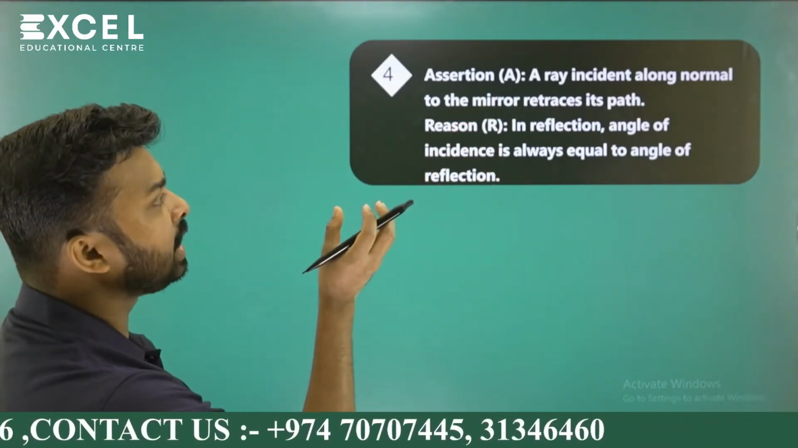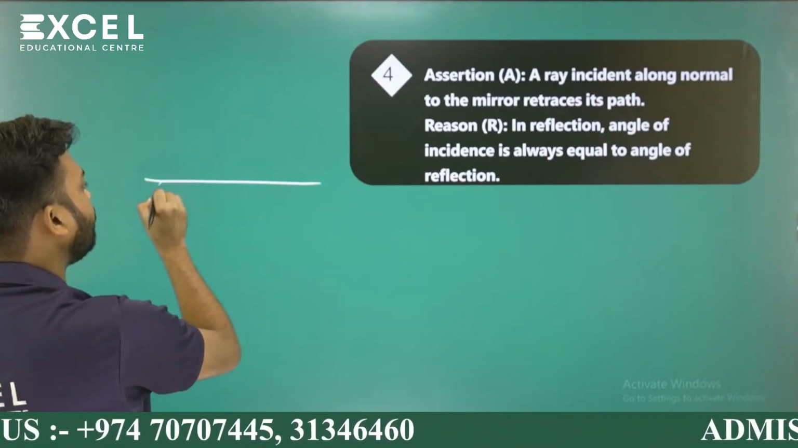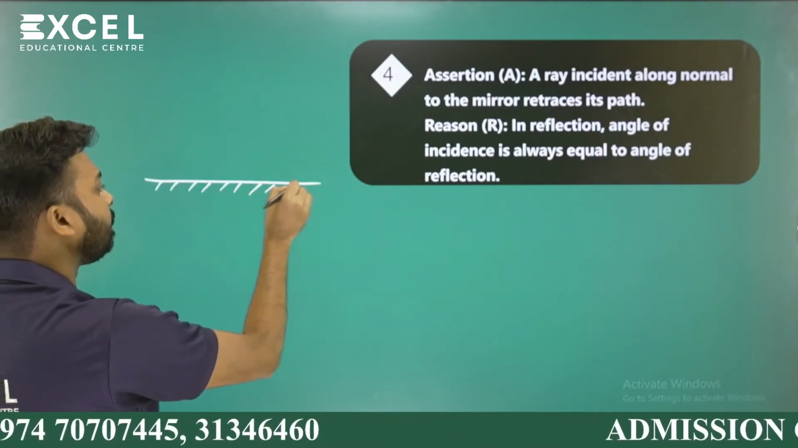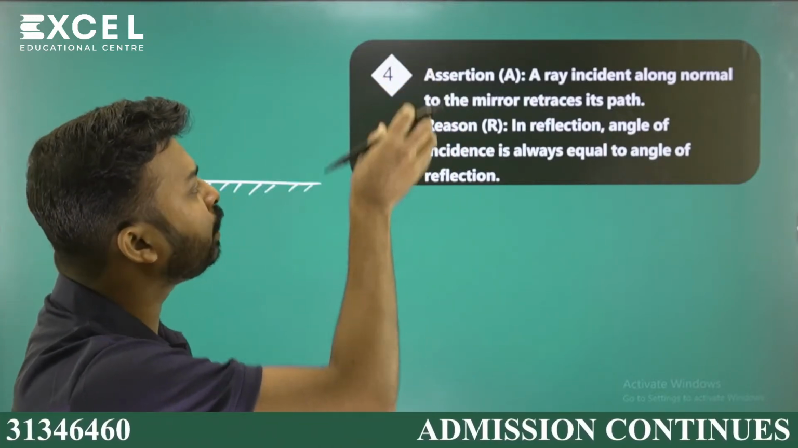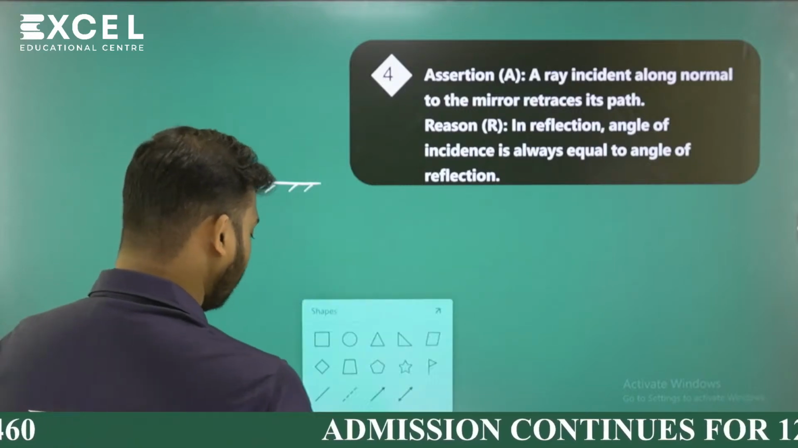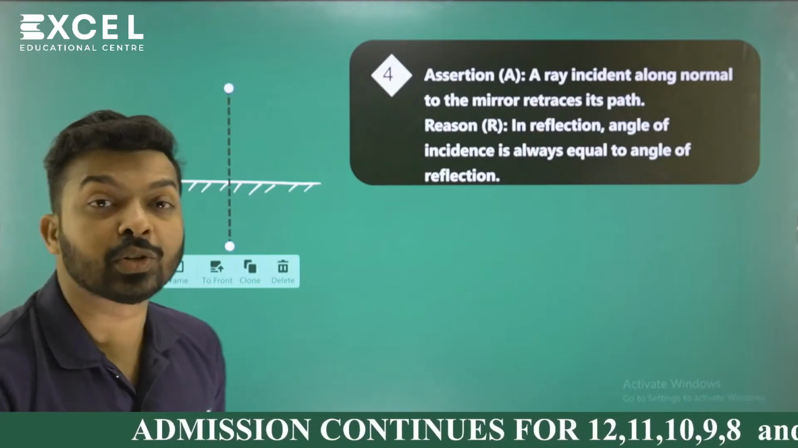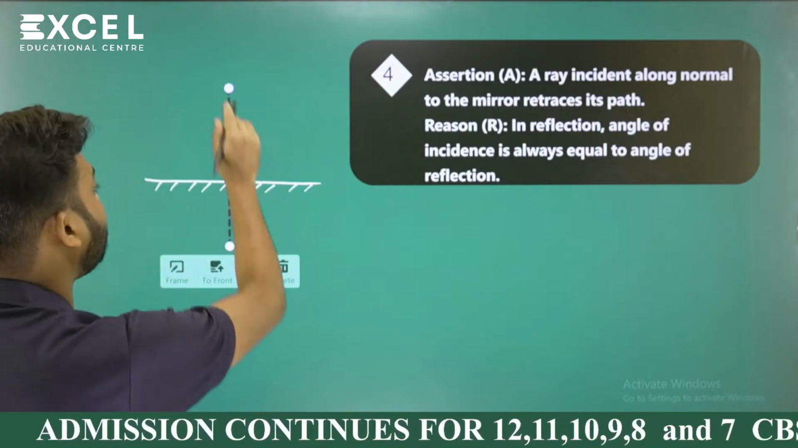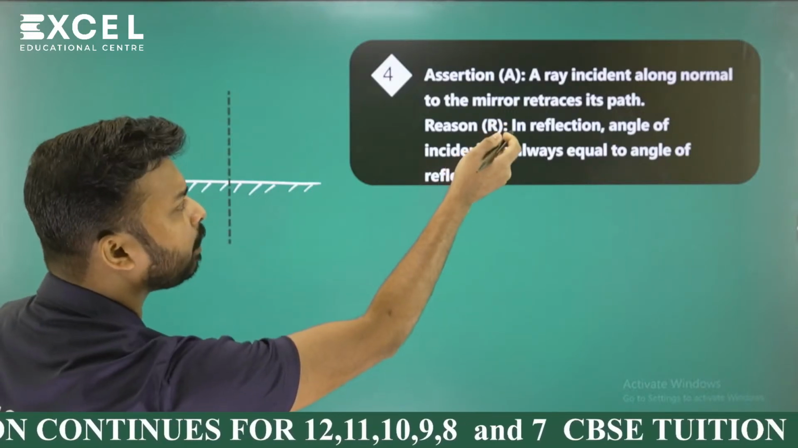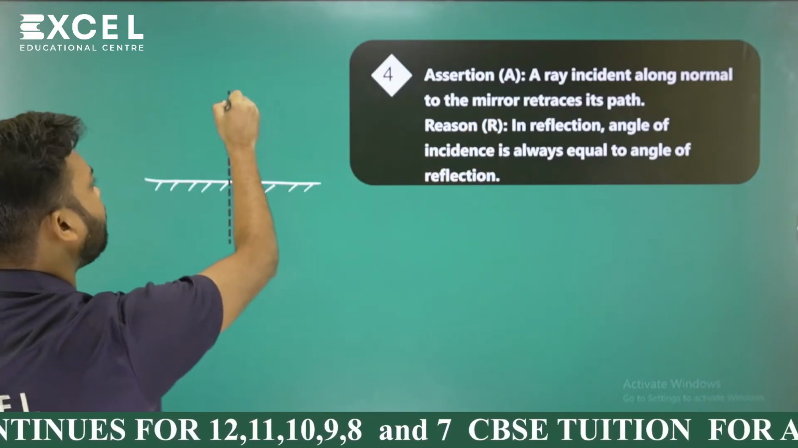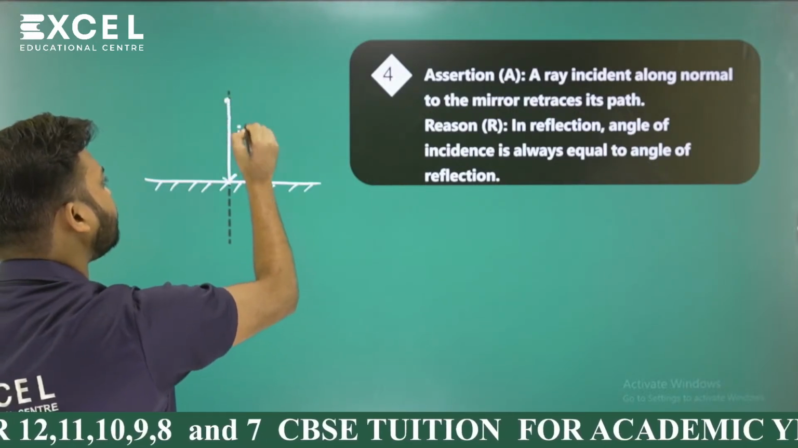Listen, here there is a mirror. I'm drawing a plane mirror. And then what happens here? An incident ray is coming along the normal. So let me draw a normal here. The normal will always be perpendicular to the surface. Fine. Now what is the direction of this incident ray? It is coming along the normal. So this is the incident ray.